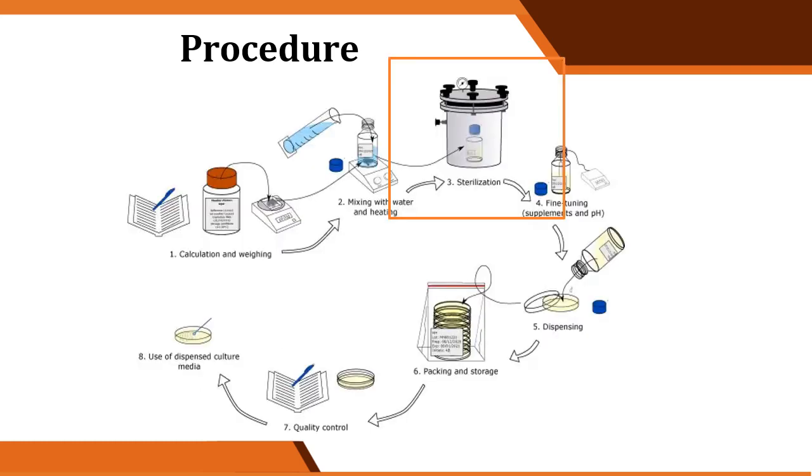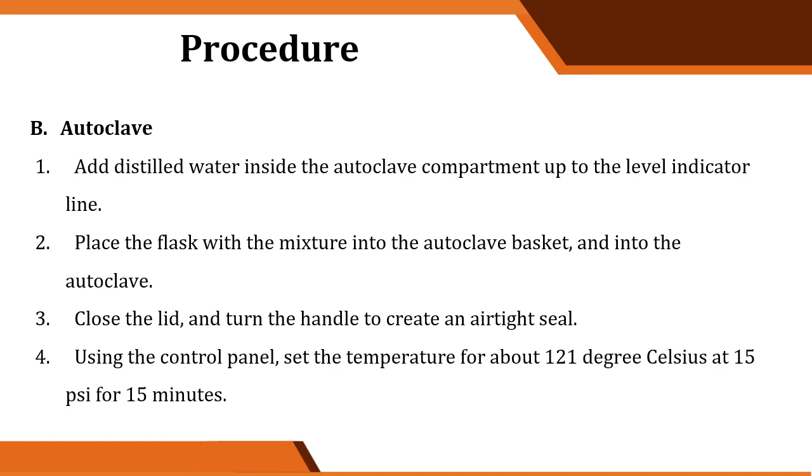After that, sterilization na tayo. Autoclave, i-autoclave natin yung inyong ginawa. Okay? So, add distilled water inside the autoclave compartment up to the level indicator and then place the flask with the mixture into the autoclave basket. Close the lid and then start na. So, 121 degrees Celsius at 15 psi for 15 minutes.